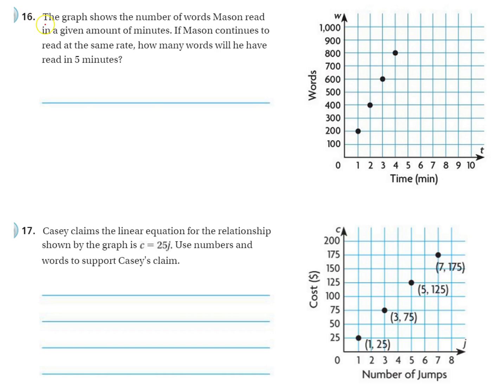So be ready to solve any problems like these using the structure that I provided in how to solve these types of problems. All right, the graph shows the number of words Mason read in a given amount of minutes. If Mason continues to read at the same rate, how many words will he have read in 5 minutes? Well, here they've started to show us this graph. And notice from each point they're going up 2 over 1, up 2 over 1, up 2 over 1. So if I go up 2 over 1, this should be my next point in the graph. And that is right at 5 minutes. So if he reads for 5 minutes, that would be 1,000 words.